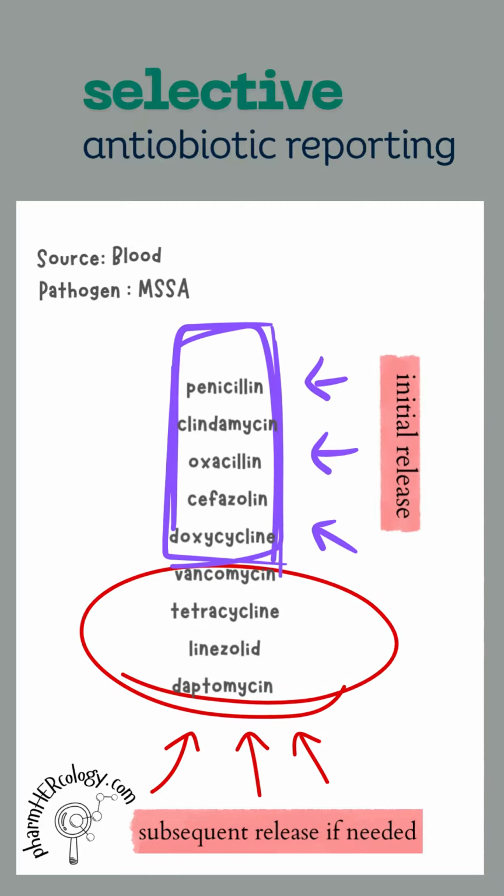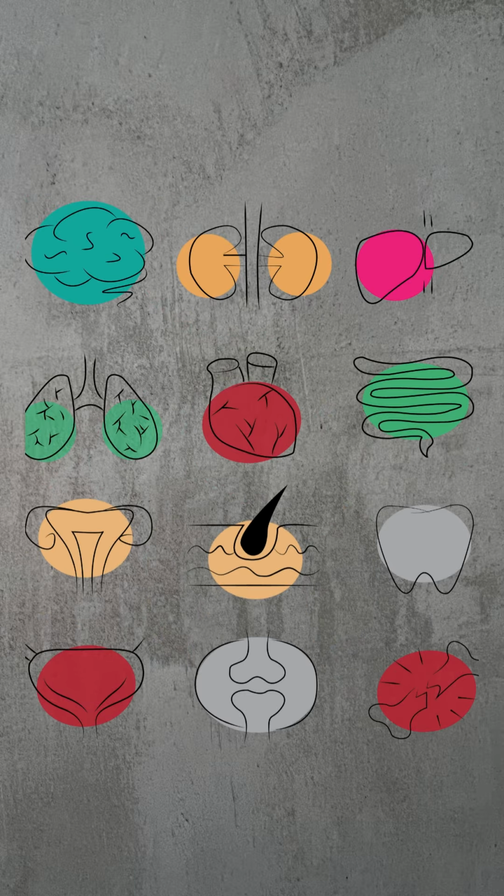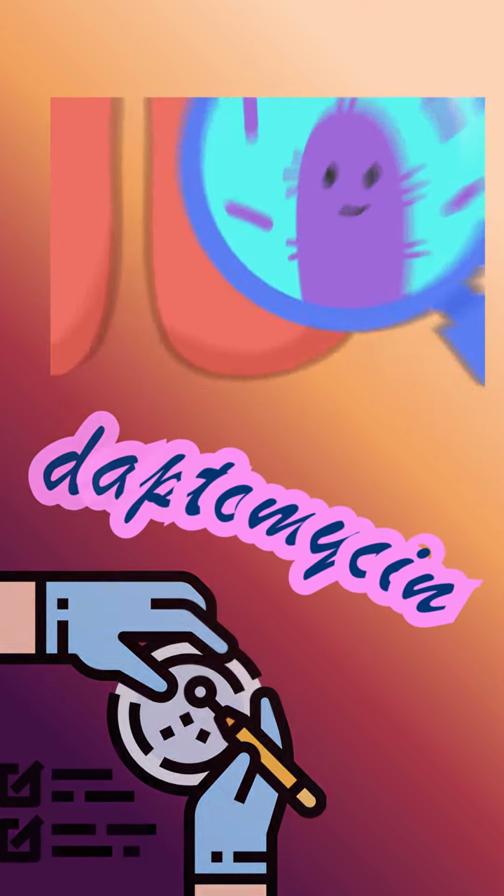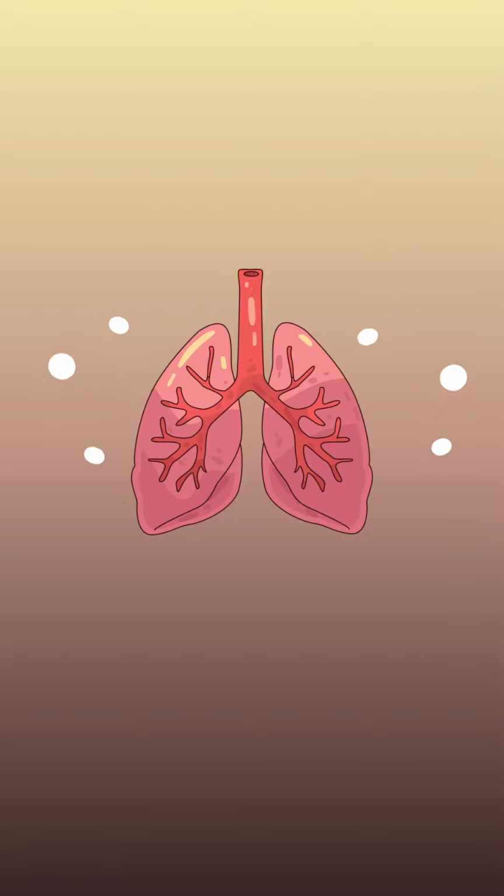Selective reporting is also influenced by the site of infection. If a sample from the lungs is susceptible to daptomycin in vitro, that should not be reported because daptomycin cannot penetrate the lungs and will therefore be ineffective for treating pneumonia.